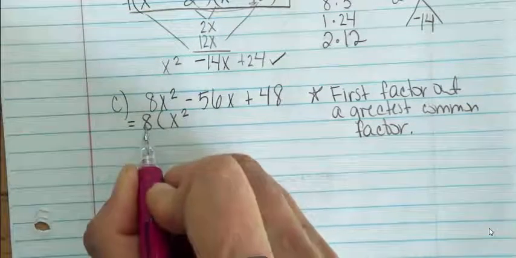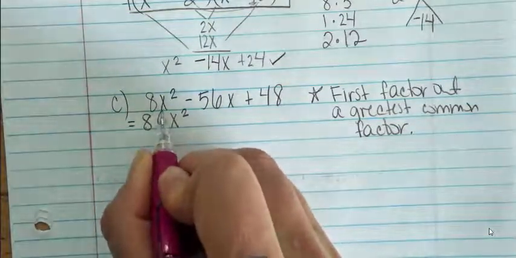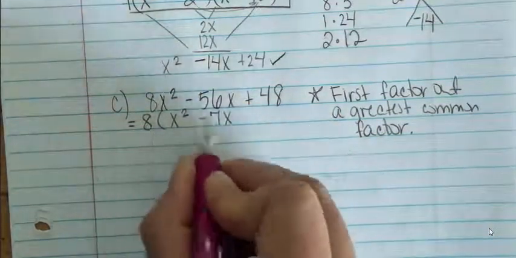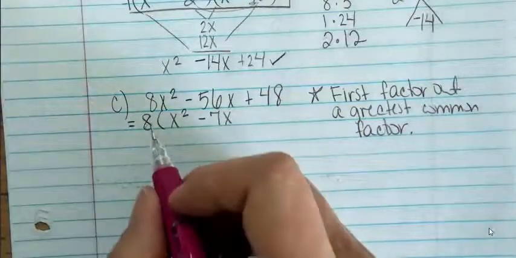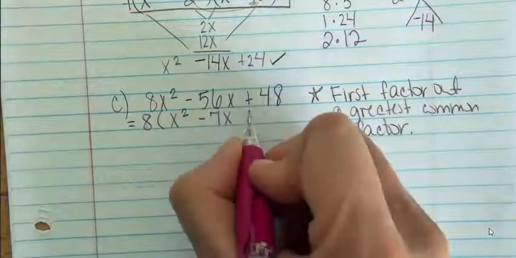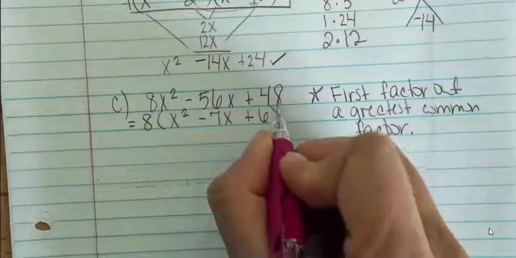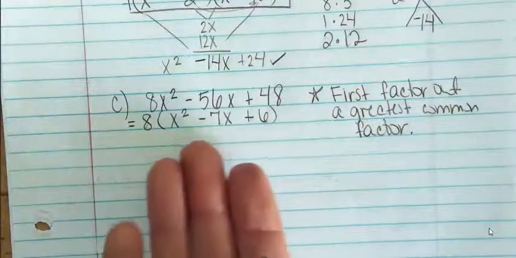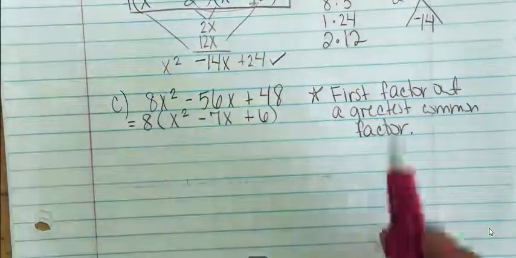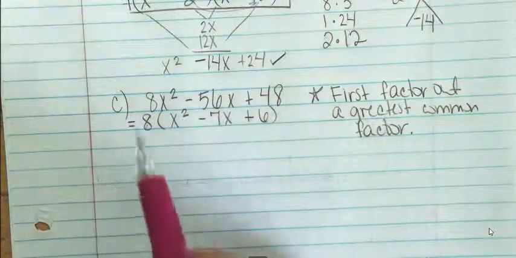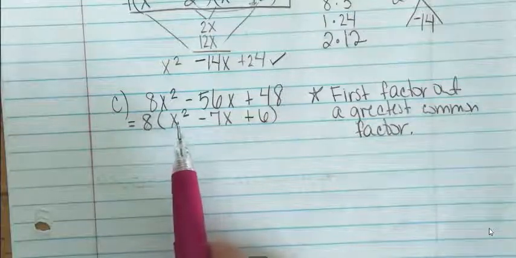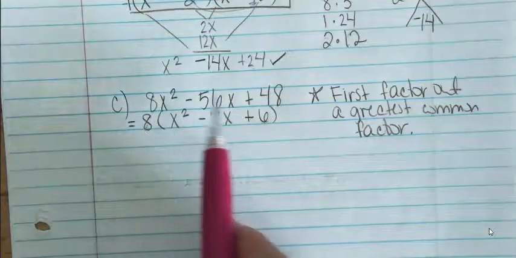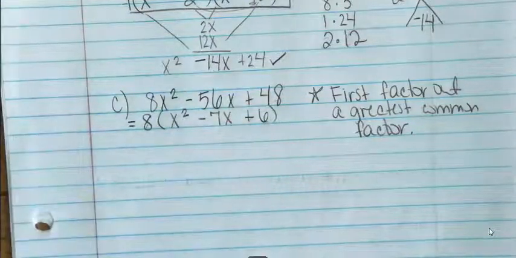Leaving me with x squared, right? Because 8 times x squared is 8x squared. 8 times negative 7x is negative 56x. 8 times positive 6 would give me that positive 48. So it's reverse distributive property. I pulled out something that all the terms had, which was the greatest common factor. And then I just think to myself, 8 times what gives me the first term? 8 times what gives me the second term? And 8 times what gives me the third term?